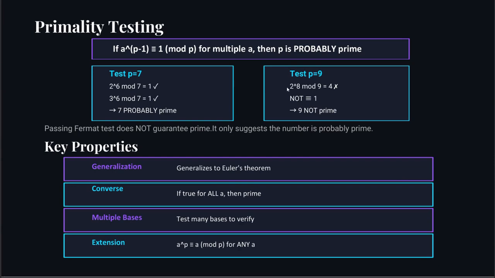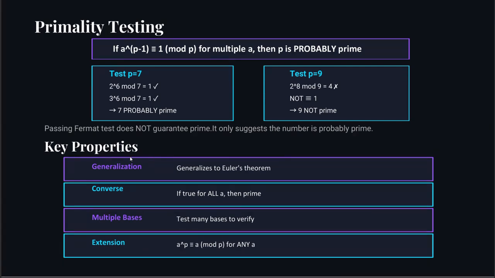Now we compare this with the number 9. Computing 2 raised to 8 mod 9 produces 4 instead of 1. Since the theorem fails, we immediately know that 9 cannot be prime. This gives us a fast way to eliminate many composite numbers. However, passing the Fermat test does not automatically prove the number is prime. It only tells us the number is likely to be prime. For greater confidence, multiple bases are tested and more advanced algorithms are often used.